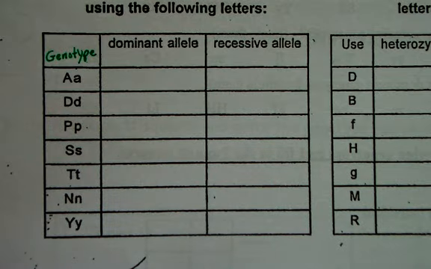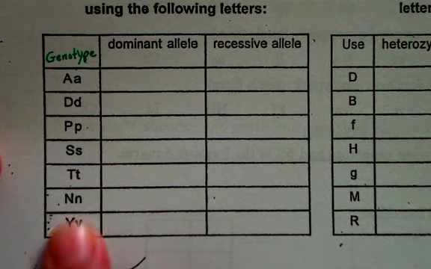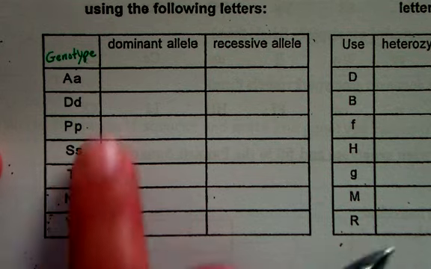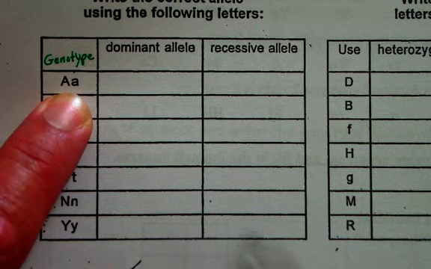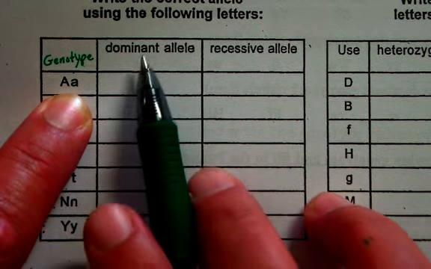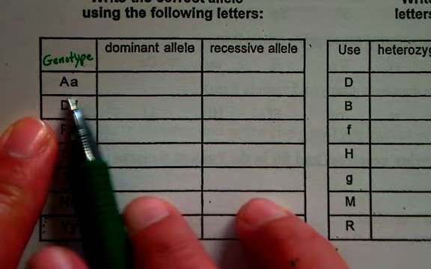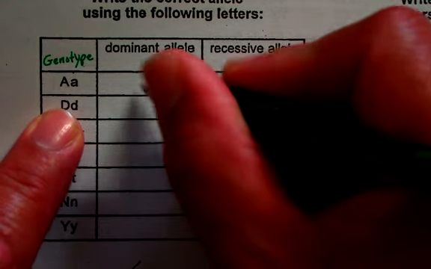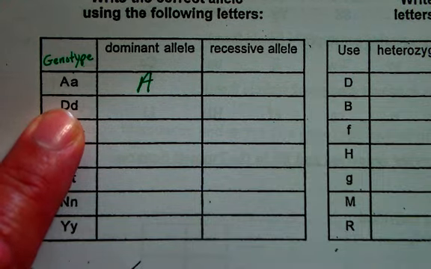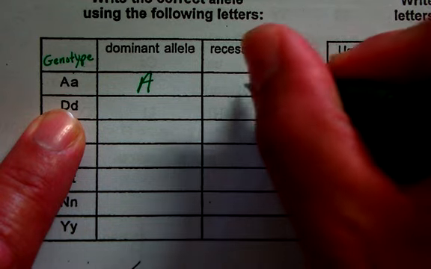Because these pairs of letters represent genotypes. All right? So let's look at this first pair. If I say a dominant allele, out of these two, I'm asking you which one is the dominant allele. Out of those two, the dominant allele is the capital letter. The recessive allele is the lowercase letter.